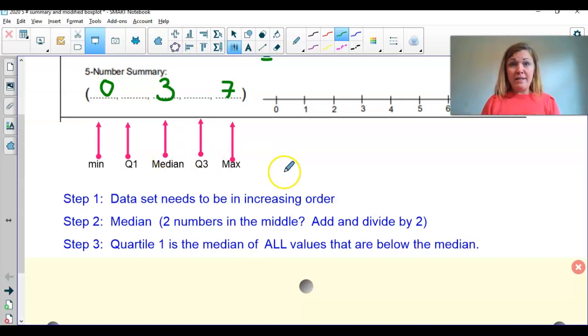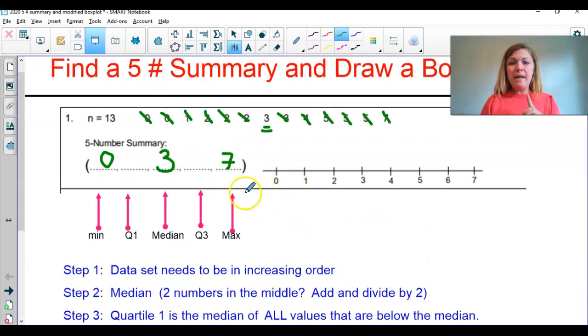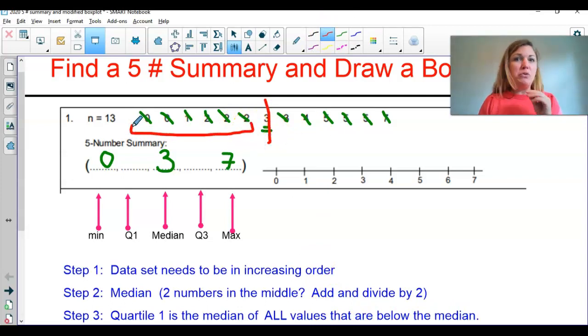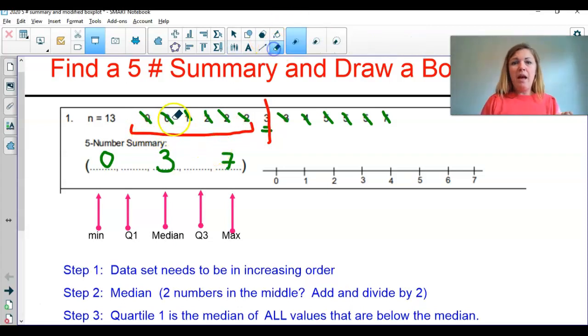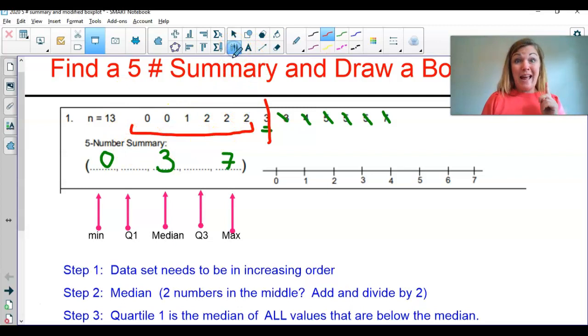All right, let's go up. We want the median of all the values that are below the median. Okay, so what is below this median? All of these numbers are below the median. We do not include the actual median itself. Okay, I'm going to go ahead and erase these so I can see them better. And now I want to find the median of these numbers. That's quartile 1. So I cross off.